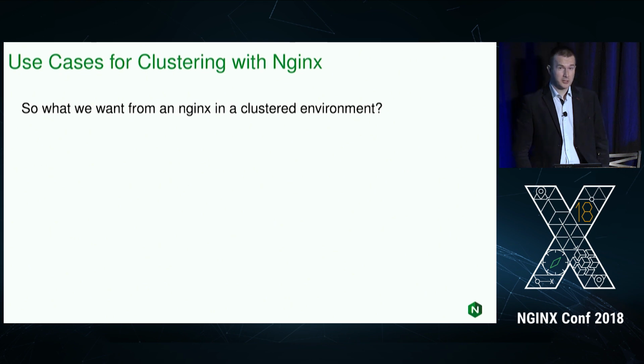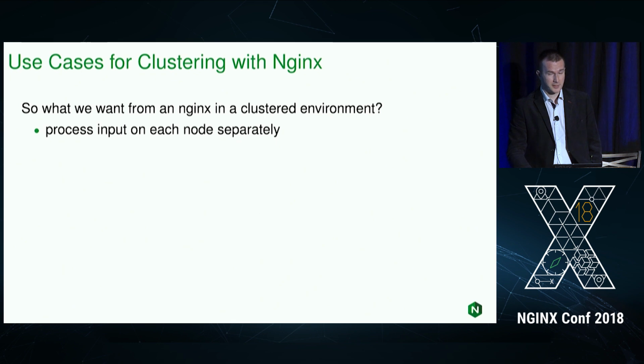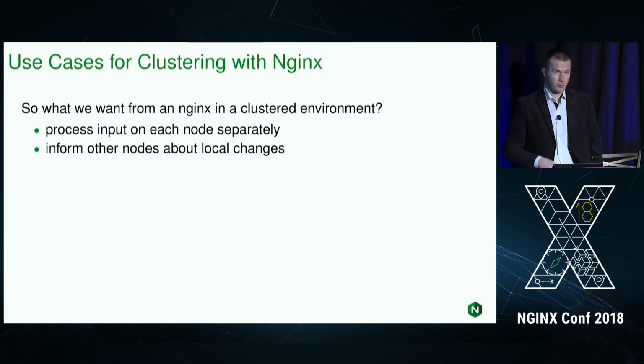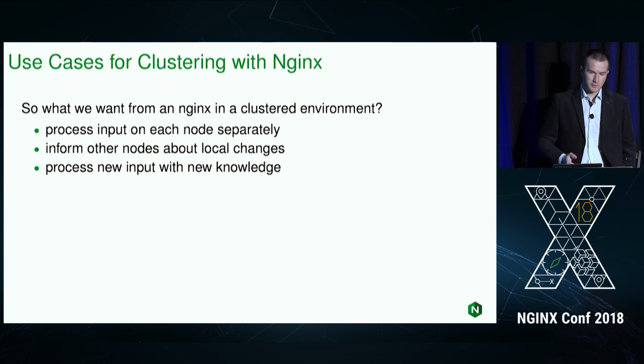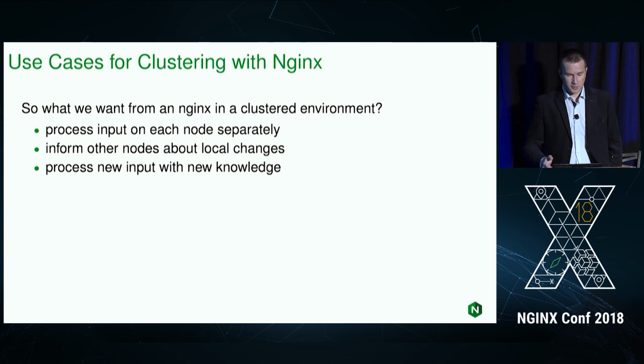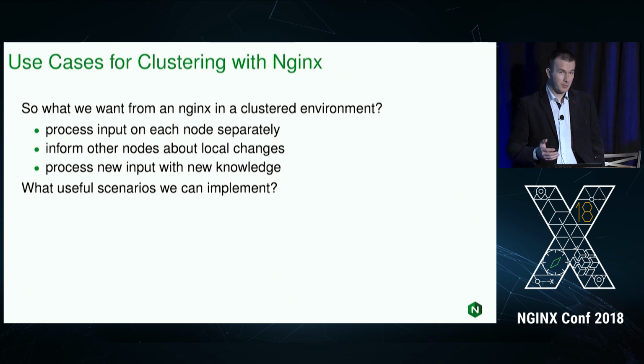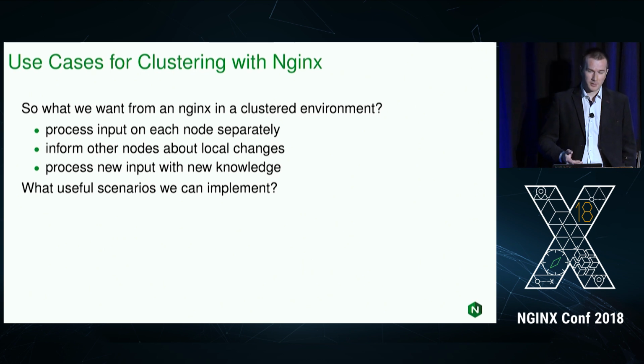So what do we want from Nginx in a clustered environment? The first thing we want is to process input on each node separately. We don't want to make other network requests and load more nodes. Then we want to inform other nodes about the changes that we made locally. And next, we want to process new input with new knowledge. So if a new request arrives and we have some new configuration, we may process it with the new configuration. Can we implement something useful given these requirements?